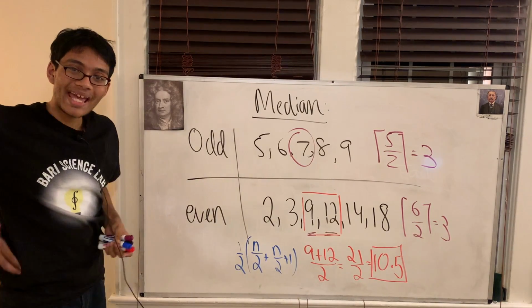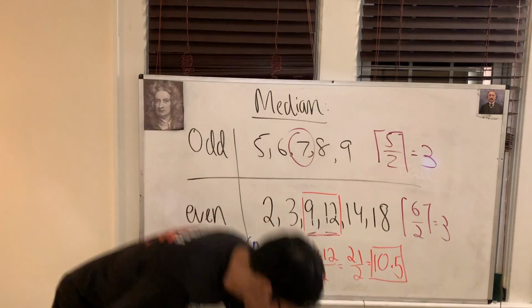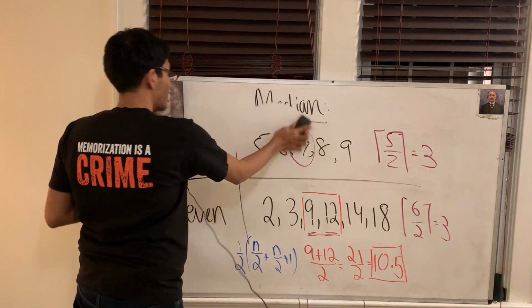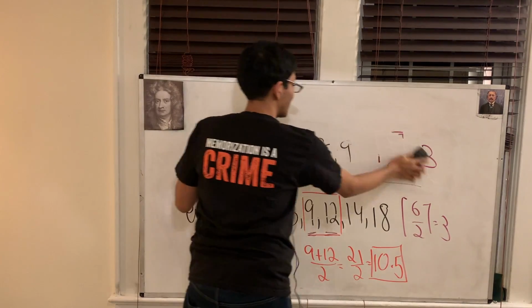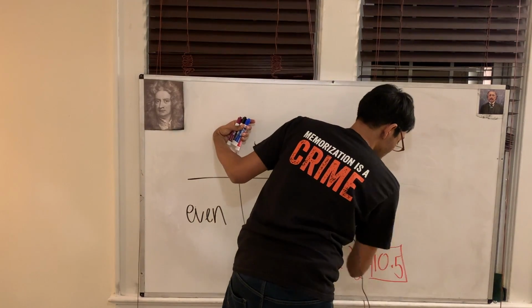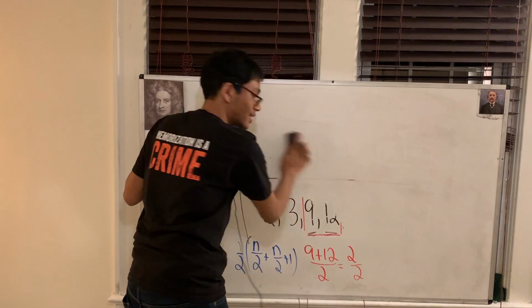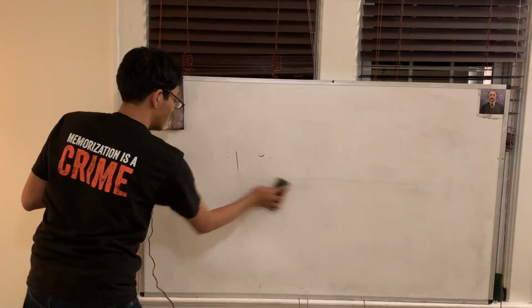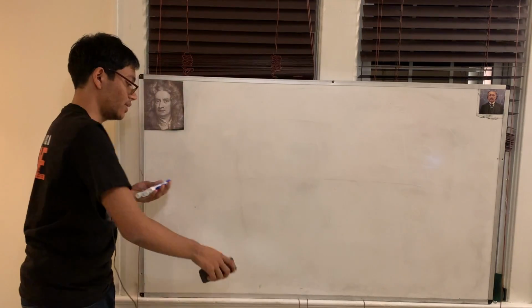Now let's take a look at spread. No, it's not like spreading butter on peanut butter and jelly, but it is very much like range and interquartile range. That is the name of the game when it comes to spread. So let's go ahead and take a look at that.